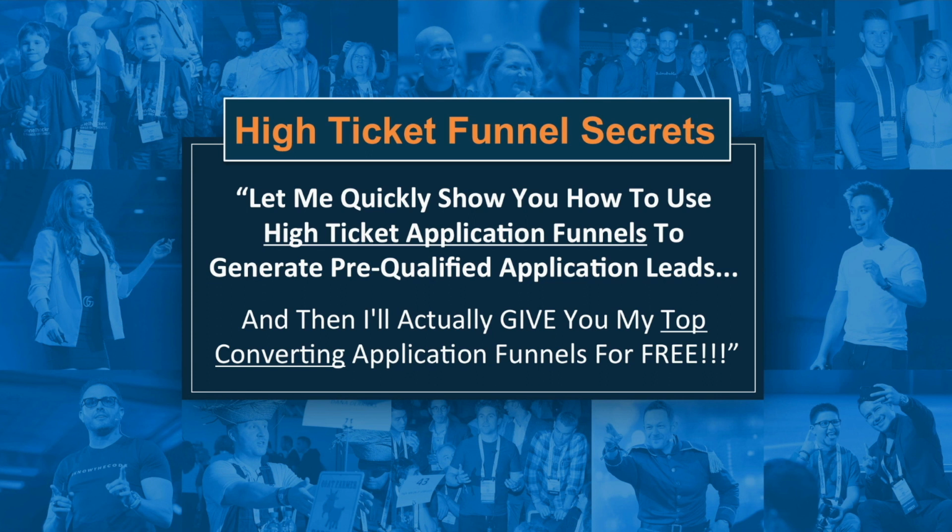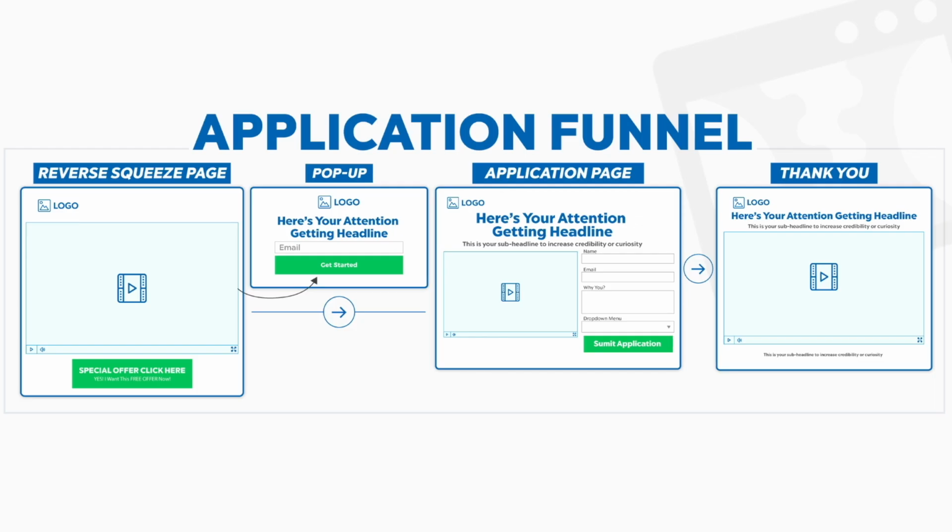So first thing I want to show you is the diagram of what a high ticket funnel looks like. It's very simple. It's just 3 core pages plus a pop-up. Page number 1 is what we call a reverse squeeze page. This is where you give them some kind of case study or some kind of information about what it's like to actually work with you. They click on the button, and on the next page, the pop-up, they give you their email address. Then on the page after that, you take them to a spot where they can actually apply to work directly with you. And on the last page, you thank them for the application and tell them what's going to be happening next. It's a very simple funnel that's super easy to create and very, very powerful.